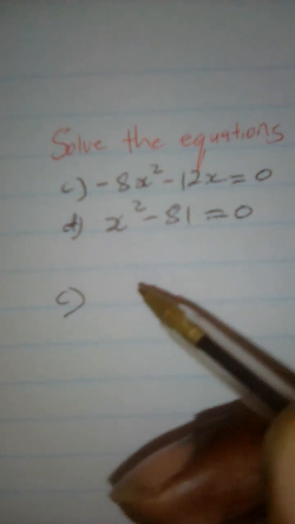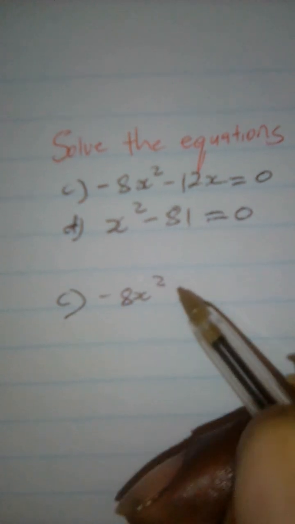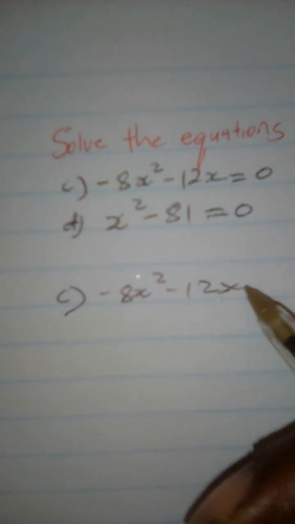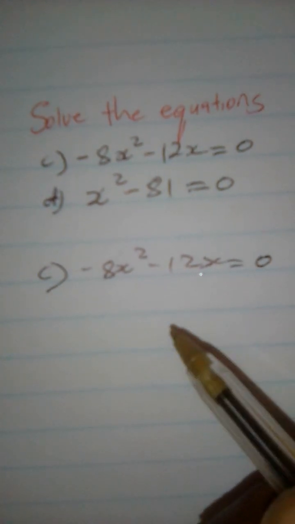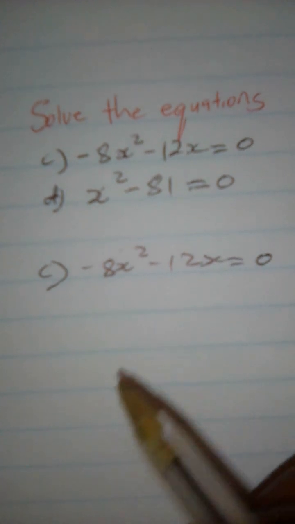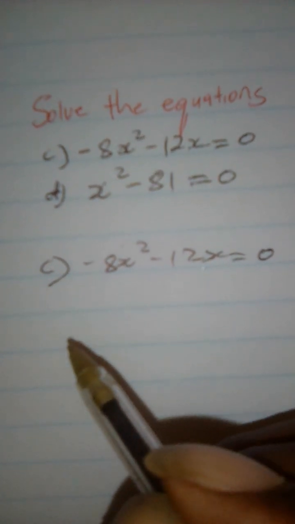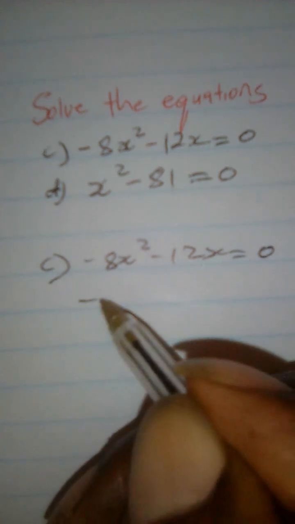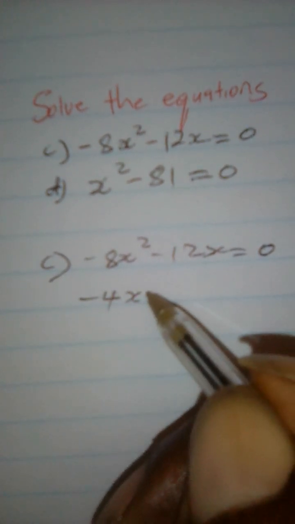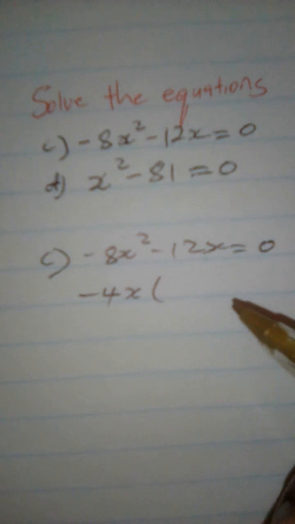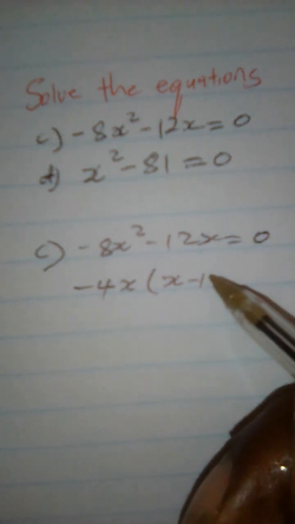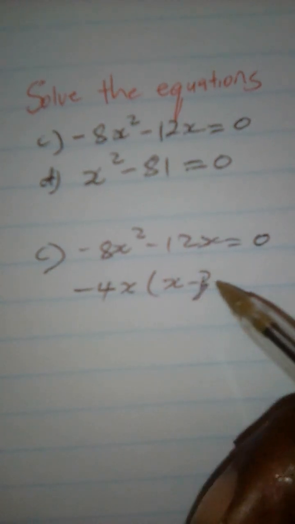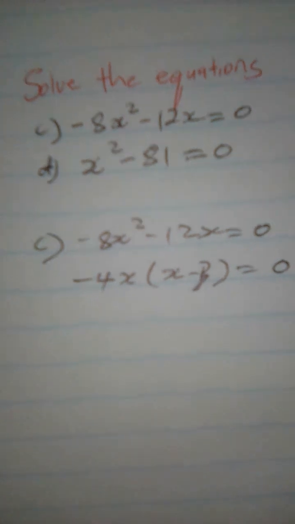The first one that we have is number C, which says minus 8x squared minus 12x equal to 0. So the first thing that we have to do is to get our greatest common factor. So our greatest common factor is going to be negative 4x. So inside the bracket, I'll be left with 2x minus 3, which is equal to 0.